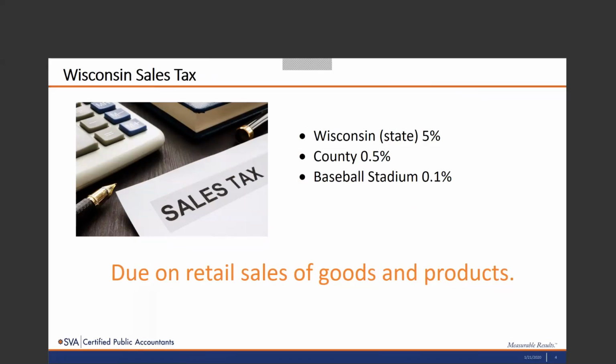But that stadium tax is ending at the end of March this year. So there's only a couple more months this year where you potentially have to worry about that baseball stadium tax. And then Wisconsin sales tax is due on retail sales of taxable goods, products, and services, where you'd withhold that tax, really the purchaser would pay it, you'd withhold it from the purchaser and remit it back to the state as the retailer.